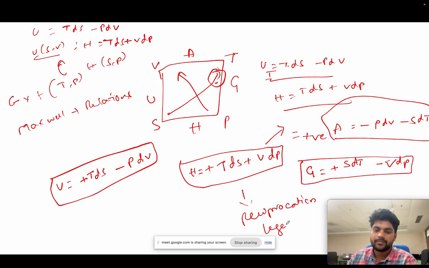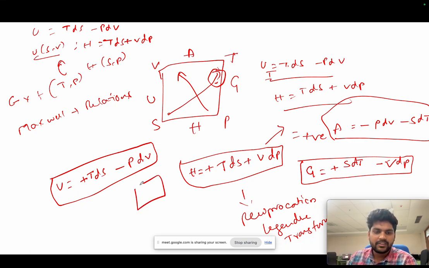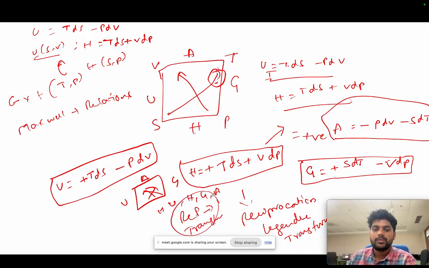Reciprocation and Legendre transform. So for any exam, it is better to write these formulas down in the initial class itself, on the side of the book. You can write A, G, H, U going this way, and these will be the formulas for U, H, G, A. Then if I apply reciprocation, what will be the formulas, and then the transformation formulas. It will give a better way. I will explain later why it is a better way.